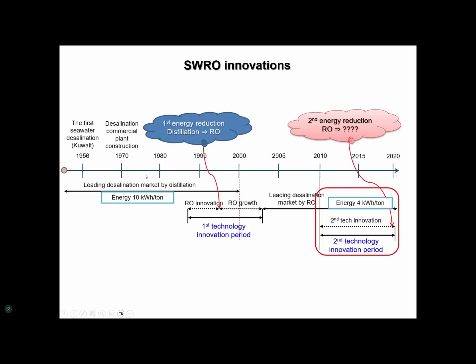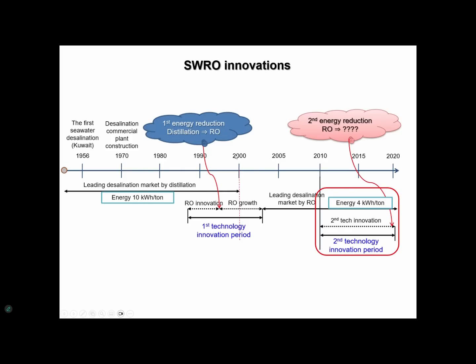Since then, at the time, the initial energy consumption was very similar to thermal distillation, because the oil and gas price was very low. So the energy cost of seawater desalination was very similar, 10 kilowatt hours per cubic meter. And the first reverse osmosis membrane plant was established at this time.